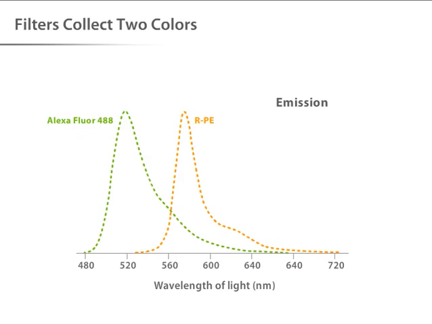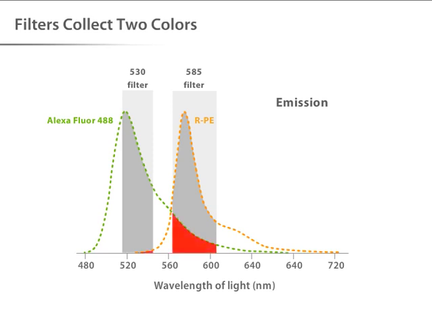How does the flow cytometer collect discrete fluorescence data for the Alexafluor 488 and RPE fluorophores? Filters are available that can capture the peak fluorescence from each of these molecules. A 530 nanometer bandpass filter will collect most of the Alexafluor 488 peak, and a 585 nanometer bandpass filter will collect the bulk of the RPE peak. Using these filters, the proportional amounts of Alexafluor 488 and RPE fluorescence can be recorded for each cell. You can see that portions of each emission peak overlap one another. This is called spectral overlap, and we will talk about how to deal with this in the next tutorial.